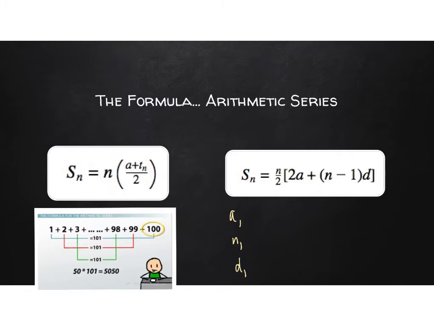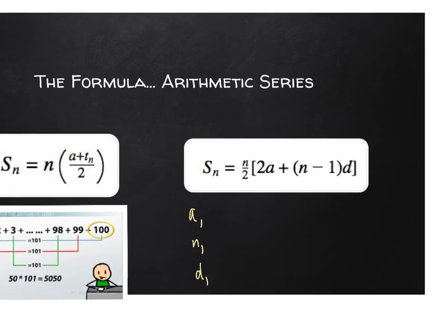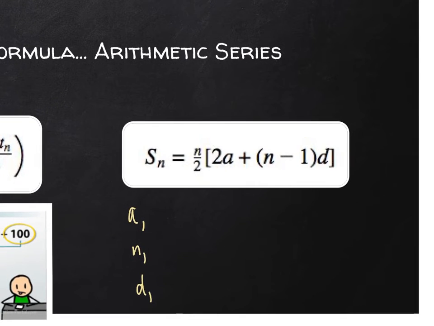An alternate formula that we have for arithmetic series is this one here. Sn equals n over 2 times 2a plus n minus 1 times d. And again, our a is just our first term. Our n is the number of terms that we want to sum up, so the sum up to and including the nth term. And d is the common difference.